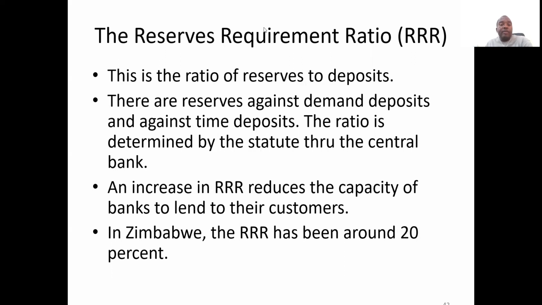And then with the reserves requirement ratio, which we used in explaining the money creation mechanism or the credit creation mechanism, this is the ratio of reserves to deposits, as we saw earlier on. There are reserves against demand deposits and against time deposits. The ratio is determined by statute through the central bank. An increase in the reserves requirement ratio reduces the capacity of the banks to lend to their customers. In Zimbabwe, for quite a long time, the RRR has been around 20%, but you can check for the latest figures.